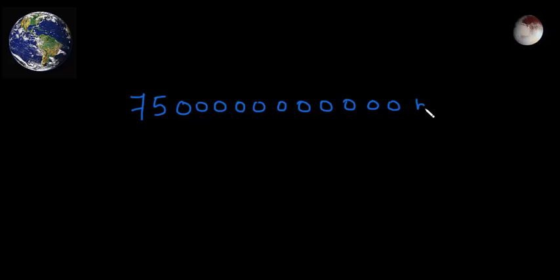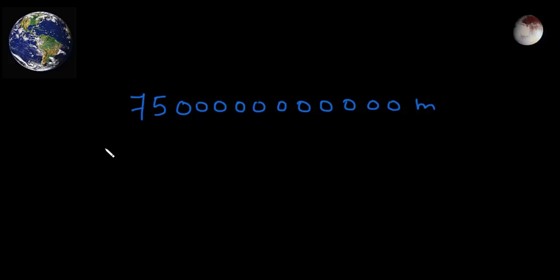In physics, we encounter physical quantities which range from very big to very small. The distance between Pluto and Earth is 7.5 billion kilometers. That is 75 followed by 11 zeros: 1, 2, 3, 4, 5, 6, 7, 8, 9, 10, 11 meters. That's a very big number.